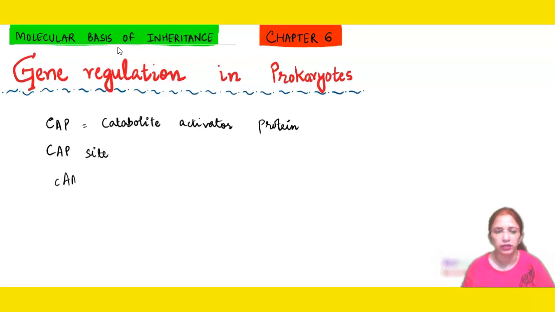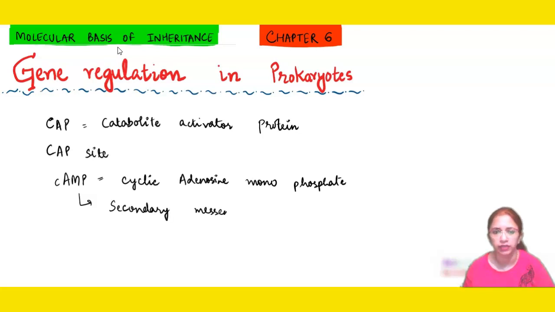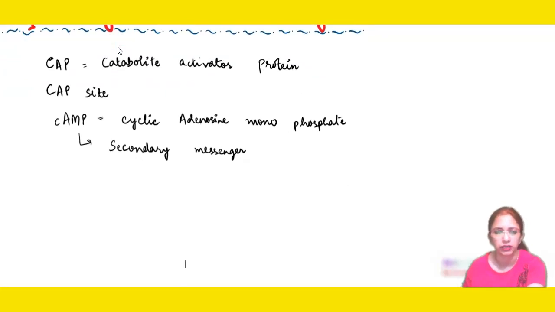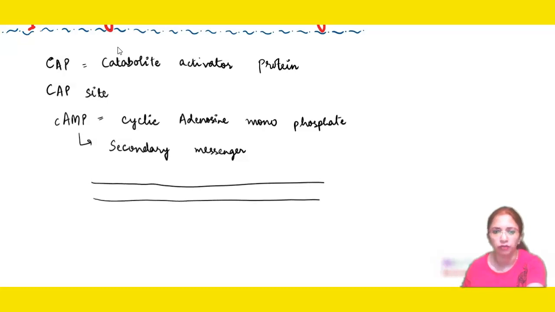Another molecule is cyclic AMP. Here the c has to be written small. It is cyclic adenosine monophosphate. This is the secondary messenger actually, which will help in bringing some message. That's why I am writing here secondary messenger. Now all these components should be known to you, because then we will draw the operon to make things clear. You already know through the last video what the components of an operon are.